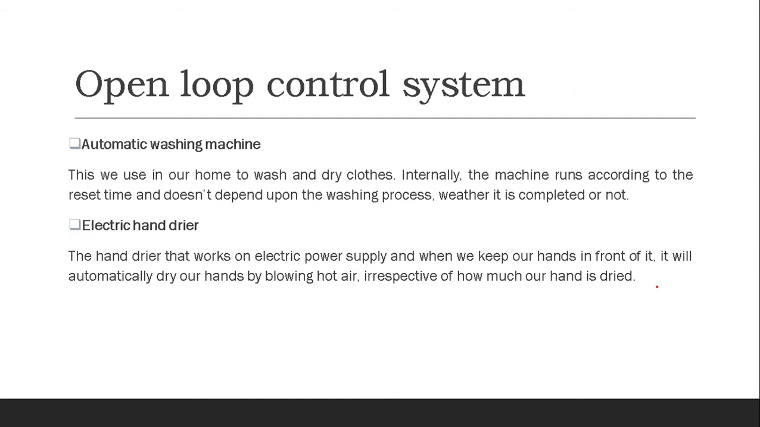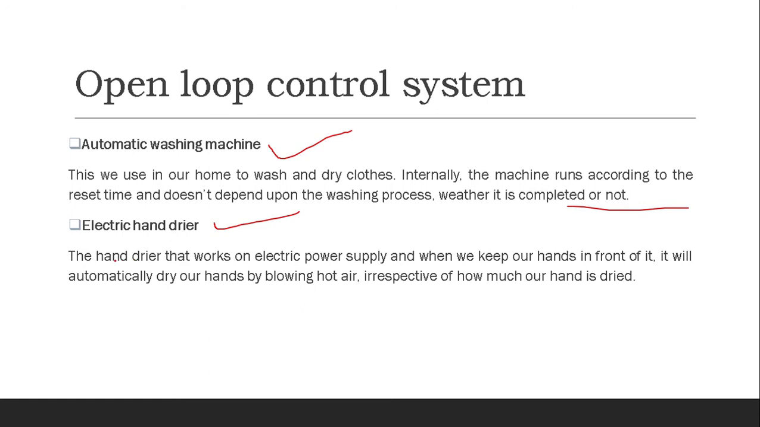The first one is the washing machine that we have discussed. We use it in our homes to wash and dry clothes. Internally the machine runs according to the preset time and doesn't depend upon the washing process, whether it is completed or not. In the same way, the electric hand dryer also works on the same principle.